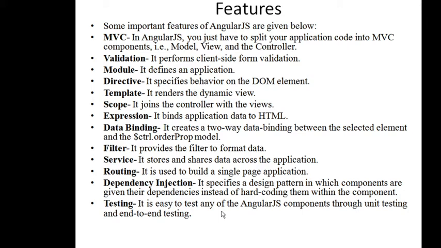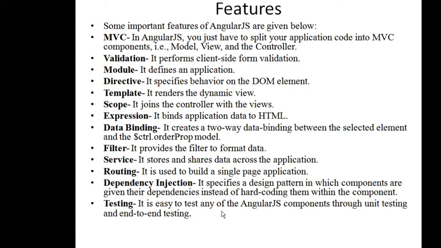The very first characteristic of AngularJS is the MVC framework, Model View Controller. In AngularJS, you just have to split your application's code into the model, view and controller components. We first build the model, then we can view that model, and the user can control that model. The next feature is validations. It performs client-side form validations, where users can validate the web application. Then models: we define models, so we can define modules and the application for that.